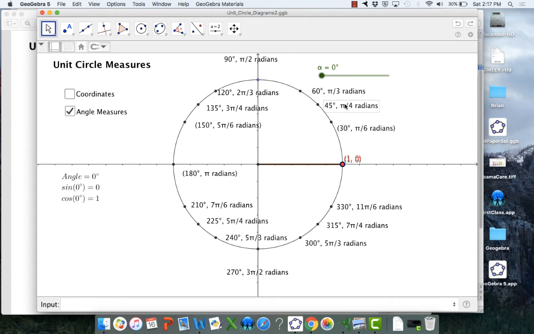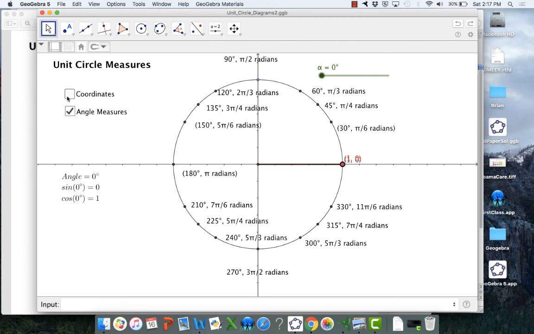Every angle that's a multiple of 45 degrees would be in increments of pi over 4. So 45 degrees has a measure in radians of pi over 4. 90 degrees is 2 pi over 4 or pi over 2. 135 degrees is 3 pi over 4. 180 degrees is 4 pi over 4 or just pi radians.